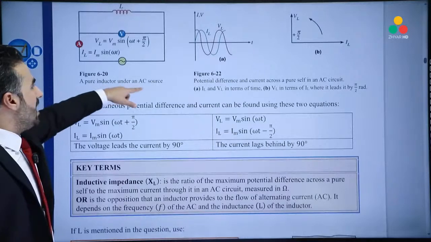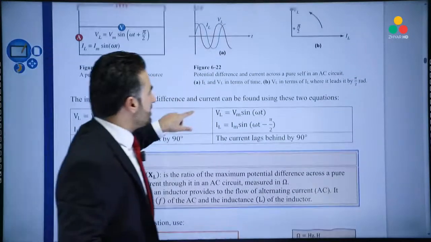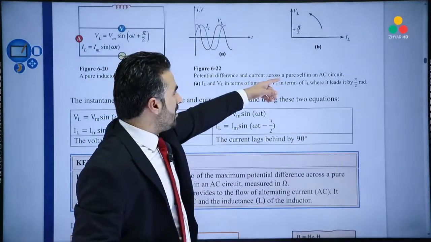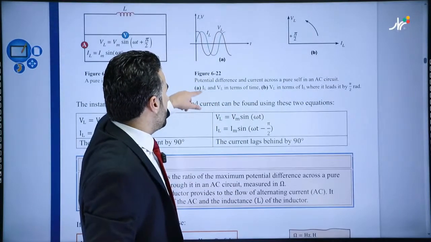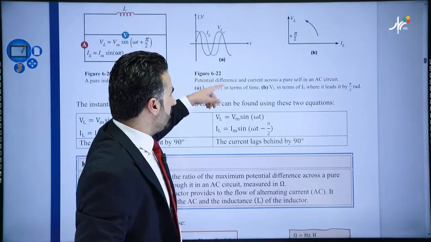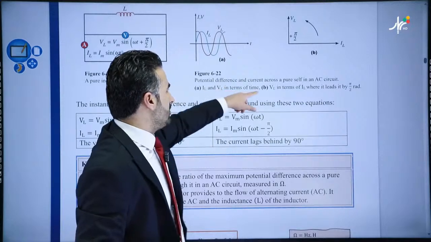So, a pure inductor under the AC source: the potential difference and the current across the pure inductor in an AC circuit. Part A is going to be the current through the inductor, and of course the voltage across the inductor in terms of time.